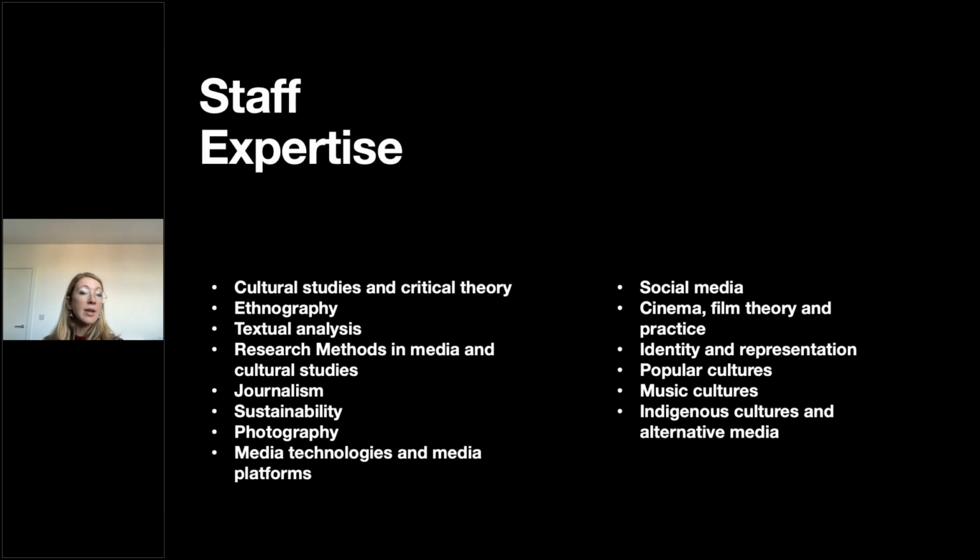So then staff expertise. We've got a lot of interesting lecturers, and by lecturers I mean senior lecturers and professors who teach in the degree, and we cover all sorts of topics, a variety of different areas within media, cultural studies, communications, and so on and so forth.